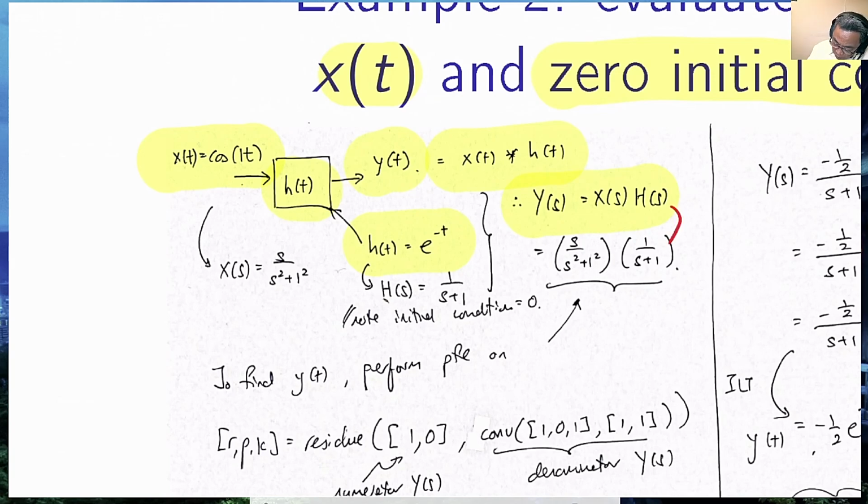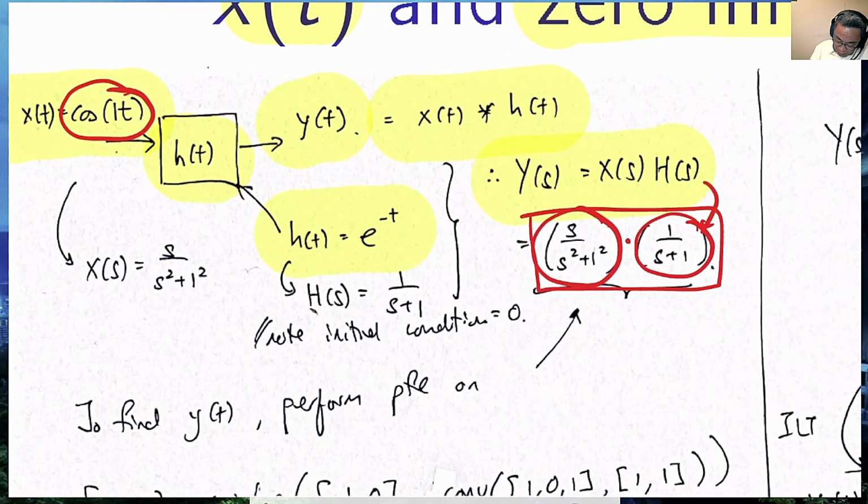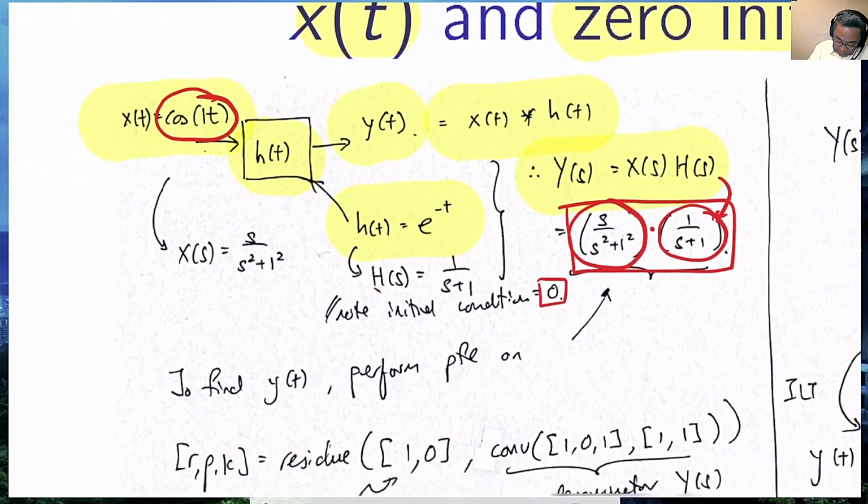The Laplace transform of e minus t is 1 over s plus 1, by lookup table. The Laplace transform of cosine 1t is s over s squared plus omega naught squared. Omega naught is 1, so it will be s over s squared plus 1 squared. So convolution becomes multiplication, and Y of s equals these two expressions multiplied together. And since we have initial conditions to be 0, let's see what happens later on.